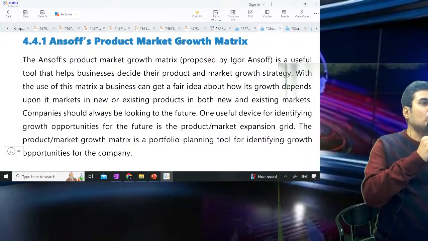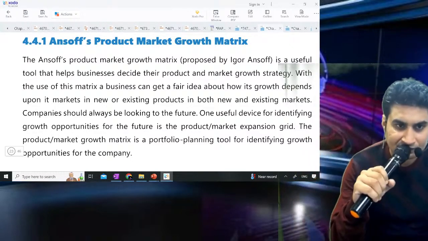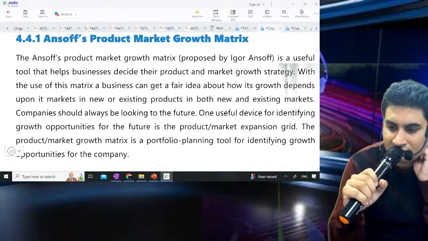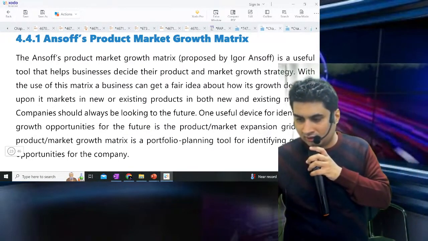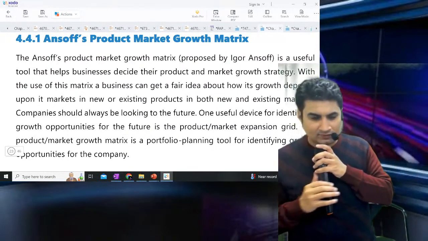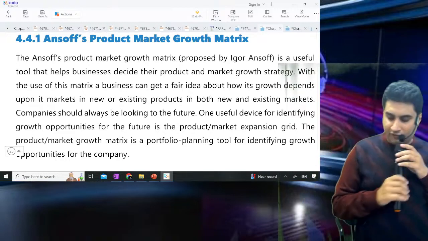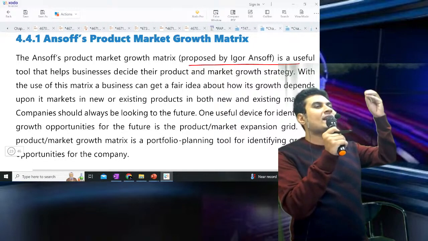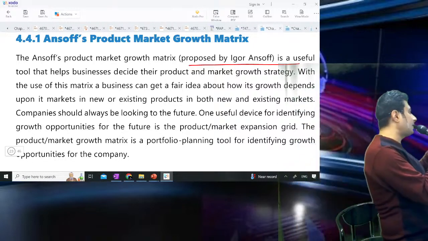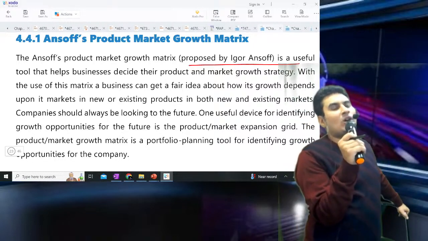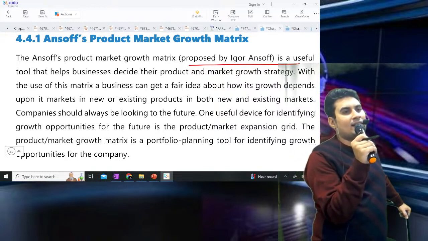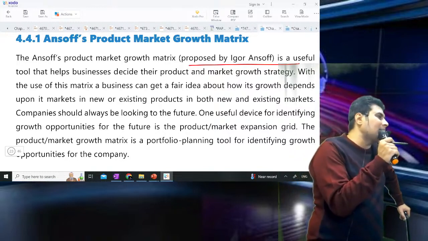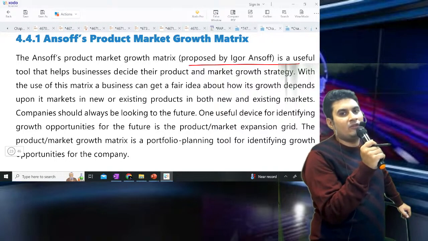Chalo, 1, 2, 3, start. Ansoff Product Market Growth Matrix. The Ansoff Product Market Growth Matrix proposed by Igor Ansoff. Underline the words Igor Ansoff. This is a 1 mark MCQ. Many people ask what MCQs can come? This entire module we have to read and understand. Whatever is given in the PPT, which we will write.